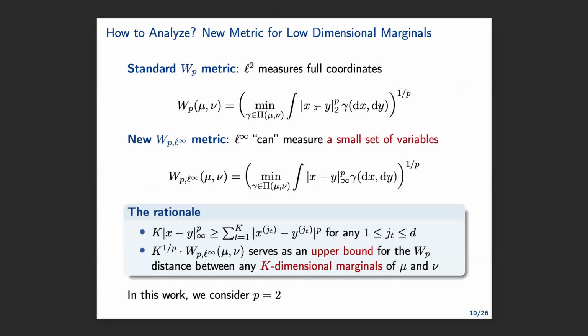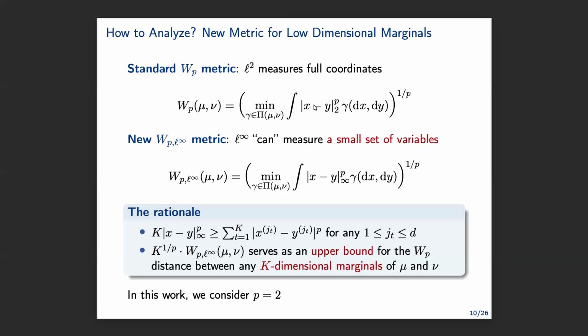As you can see here, the norm of x minus y to the power of p measures all the coordinates, so every dimension will be taken into account in this formula. In our analysis, we propose to use a different metric, the Wasserstein-p L-infinity metric, based on the argument that L-infinity, in contrast to L2, can measure a small set of variables. So what do we mean?